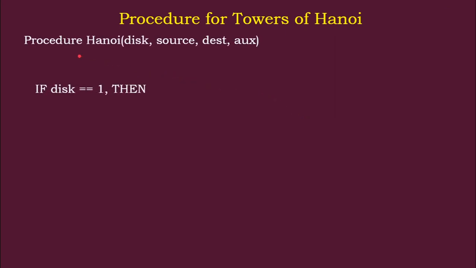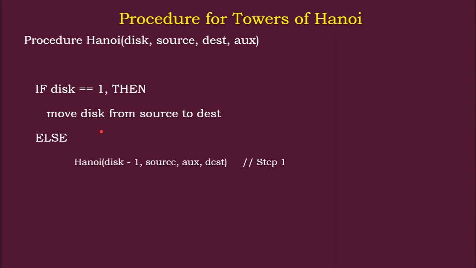The procedure is a recursive procedure. So procedure Hanoi disc source destination auxiliary. This auxiliary is the temporary rod which helps to hold the disc for some time. Source is the place where the discs are and destination is the place where we have to move the discs. So how to do? If disk is equal to 1, then the message is move disk from source to destination, because if there is only one disk, just moving from source to the destination will give the result. Else what you have to do?